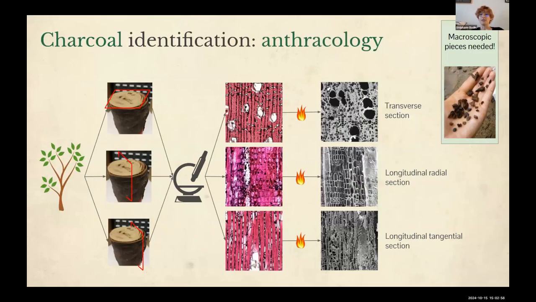So charcoal identification, it's known as anthracology. So the principle is that we use the anatomy of wood to identify taxa. So the wood has an anatomy, and you can see different images of this anatomy when you look at 3 different sections of wood. And because this anatomy is preserved, even after carbonization, you can still see this anatomy in wood charcoal. And by combining these 3 pictures of wood anatomy, you can identify to which tree or bush it comes from.